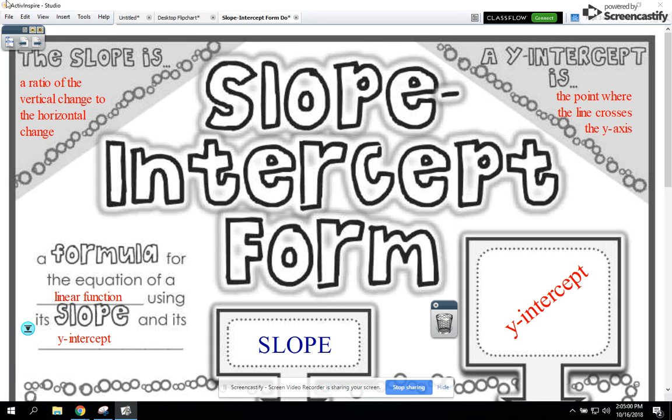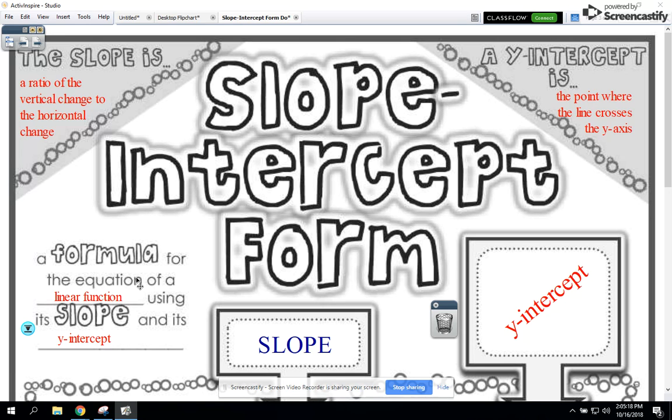So remember from previous classes that the slope of a line is the ratio of vertical change to the horizontal change, or we say change in y over change in x. A y-intercept is the point where the line crosses the y-axis. We also call this our starting point when we're graphing.